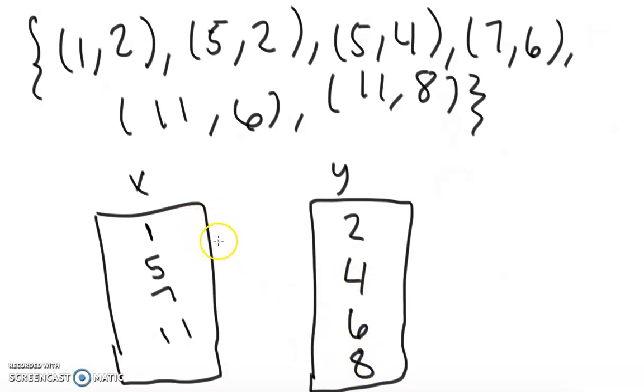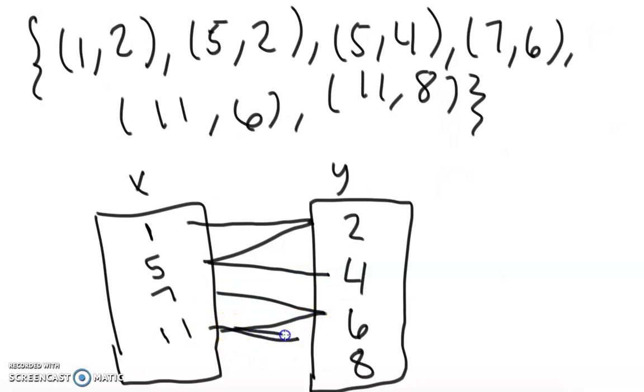All we're going to do now, with a similar process, is first draw lines. This 5 goes to this 2, this 5 goes to this 4, 7 goes to this 6, and 11 goes to 6 and 8. As you can tell, one X value is going to two numbers. Two Y values are going to one X value right here, and the same here. That's what I wanted to highlight.